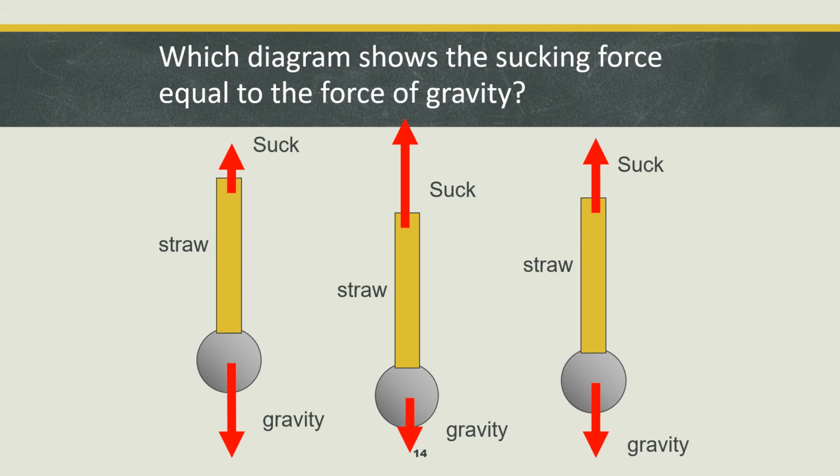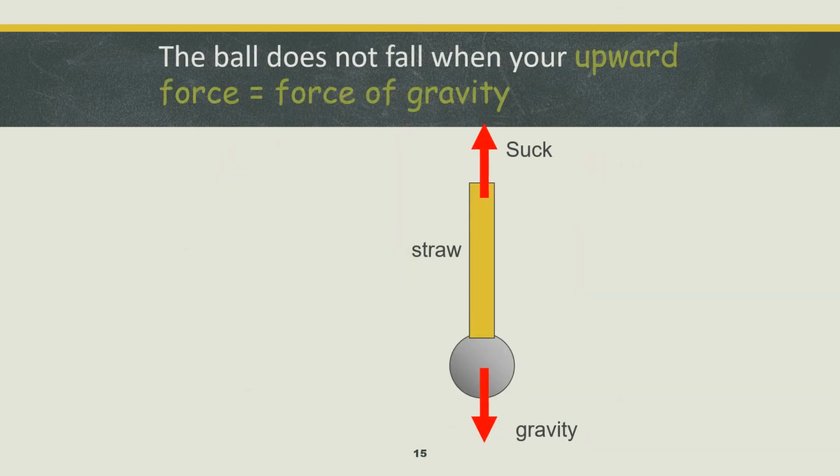So which diagram shows the sucking force equal to the force of gravity here? Look carefully at the arrows. Which force is stronger? The ball does not fall when your upward force is equal to the force of gravity, and you can see there the arrows are showing that equal force.